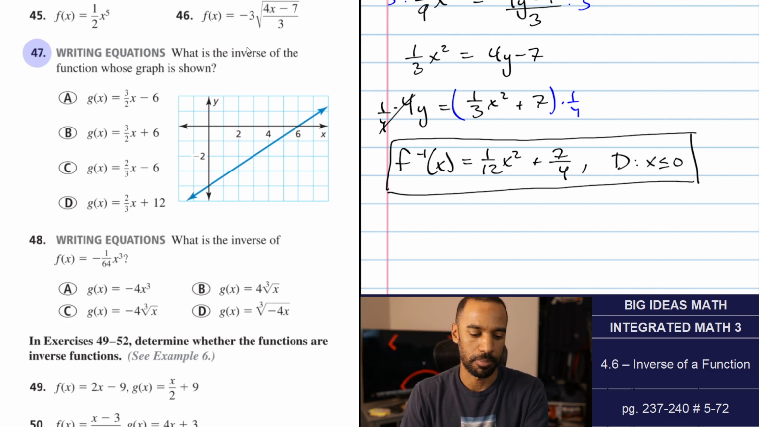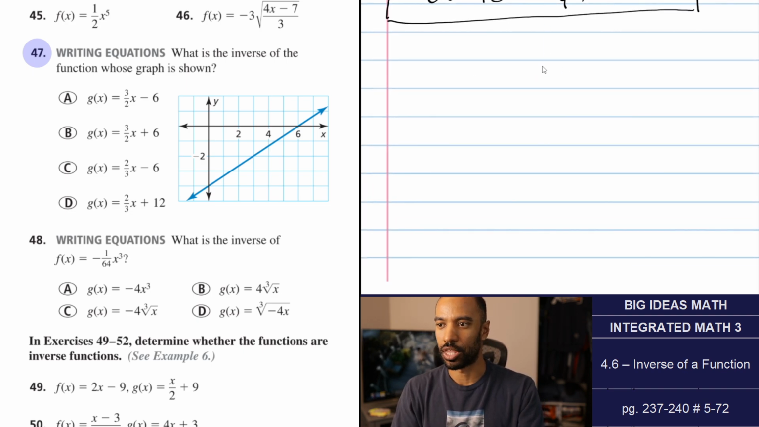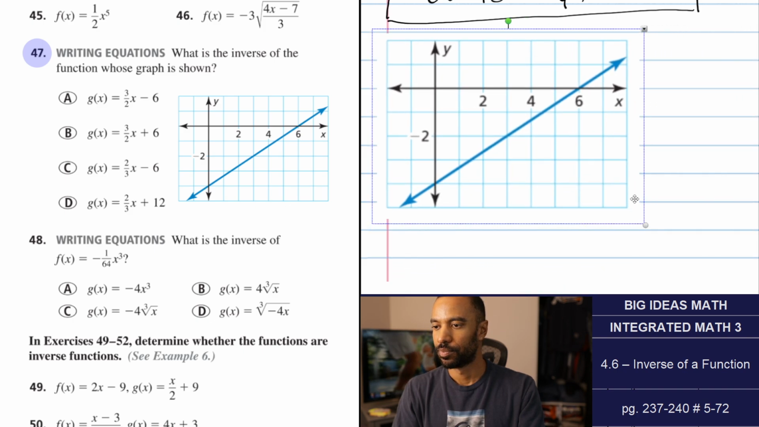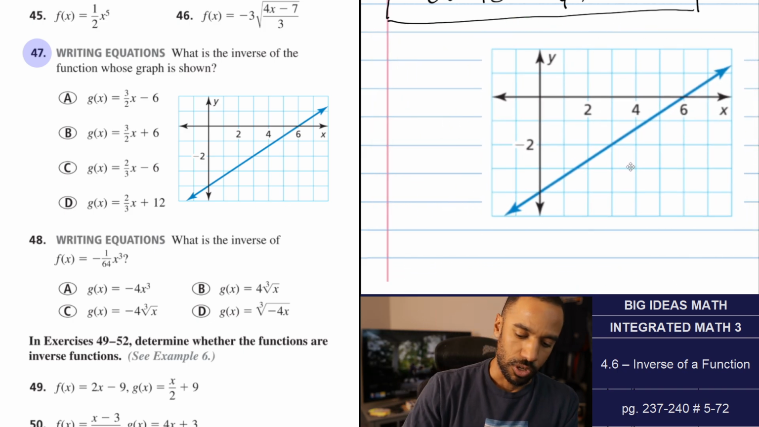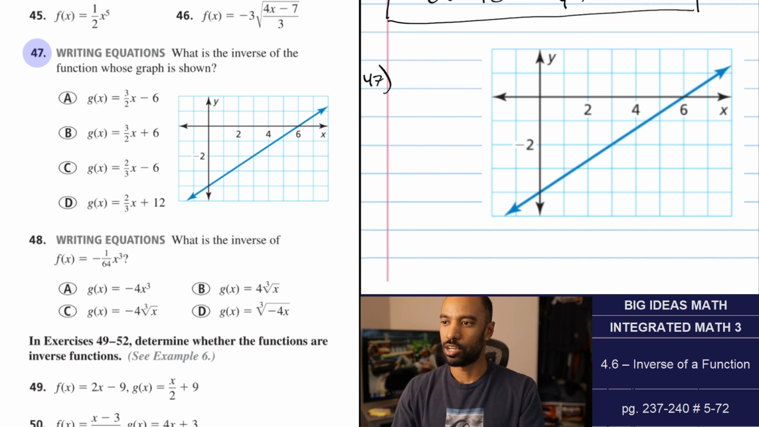Let me copy and paste this thing over. We do have a point. We have a couple points on here that we know. We can actually come up with everything on here based off of it. We're going to have to use it, like I said, no matter which way we go about it. So for number 47, we can use some points here, right?